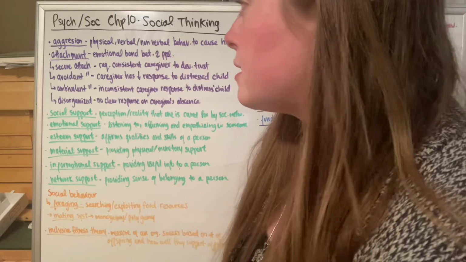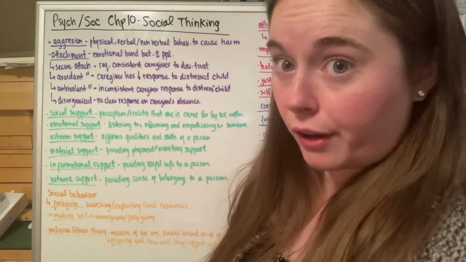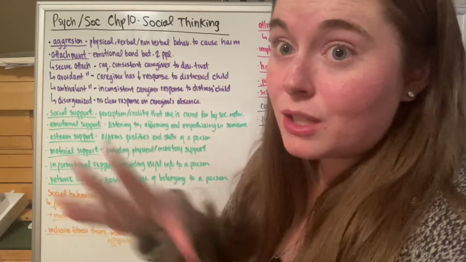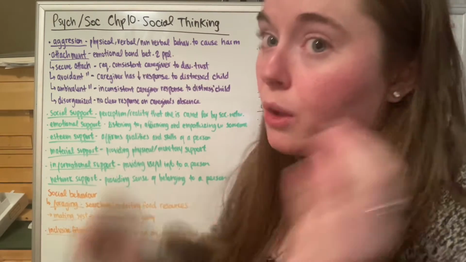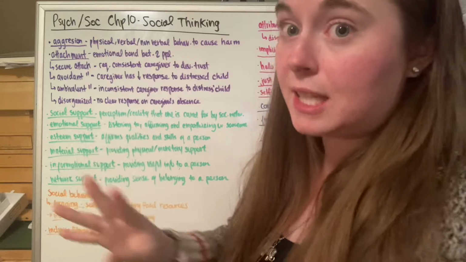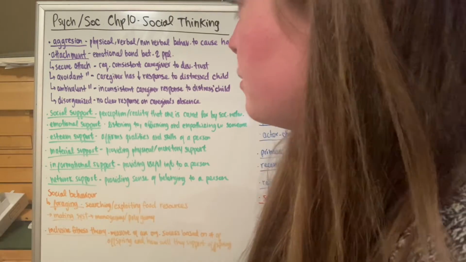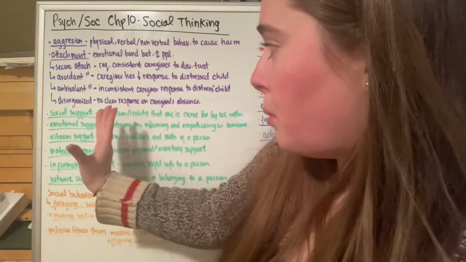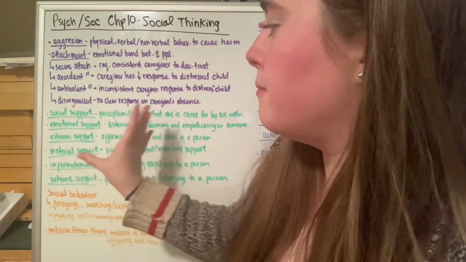So again, this is all in relation to a child and a caregiver, and I'm going to be going pretty quick through these, so you might even want to slow down the video so you have time to take notes, or just make sure you have all of these things in your notes. But let's keep moving. So we have social support and a couple different subcategories of that.